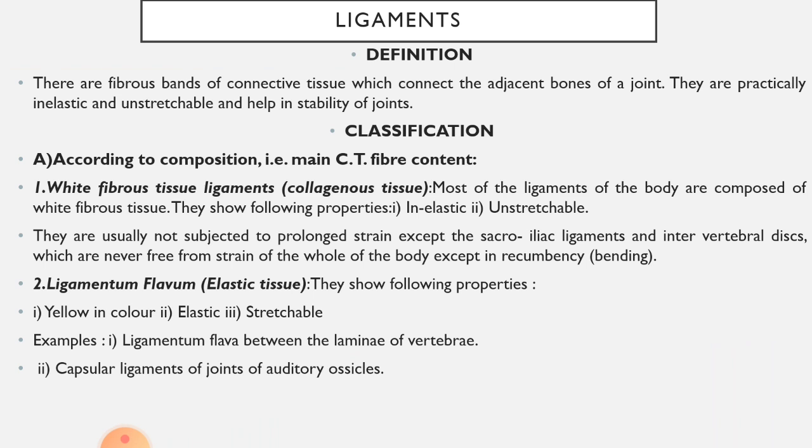The last structure is ligament, and by definition ligaments connect the adjacent bones of a joint, and they are practically inelastic and unstretchable and help in stability of joints. By classification, according to the composition, that is main connective tissue fiber content, they can be white fibrous tissue ligaments. Most of the ligaments of the body are composed of white fibrous tissue. They show the following properties: they are inelastic and unstretchable.